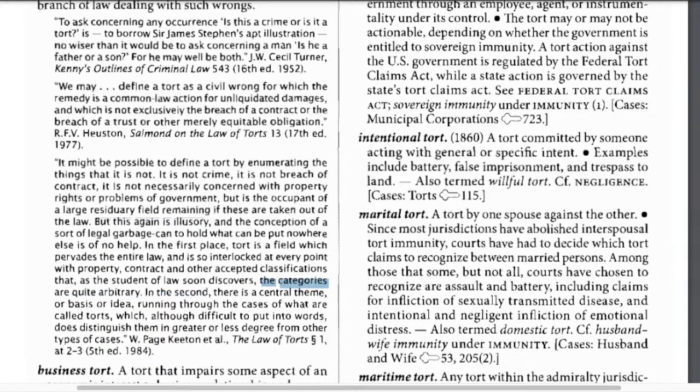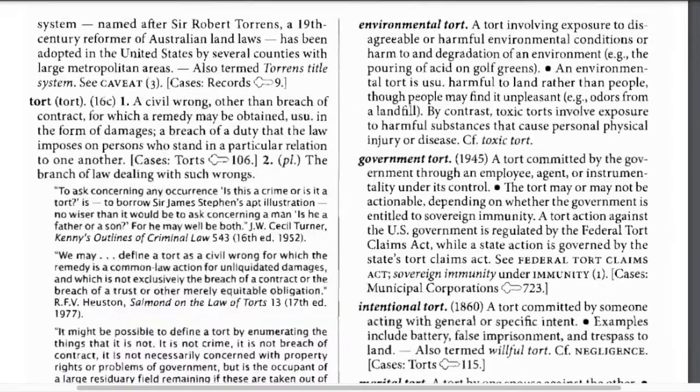In the second, there is a central theme or basis or idea running through the cases of what are called torts, which, although difficult to put into words, does distinguish them in greater or less degree from other types of cases. So, again, terms of art: a tort, very briefly, is a civil wrong other than a breach of contract for which a remedy may be obtained. We'll leave it at that.